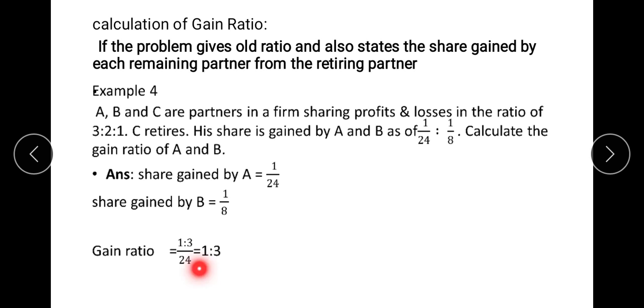1/24 remains as it is. 1/8's equivalent is 3/24, since 8 threes are 24, so the numerator becomes 3 into 1, 3. So 3/24. So 1:3 is the gain ratio.